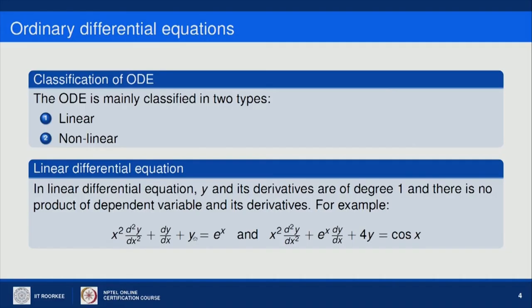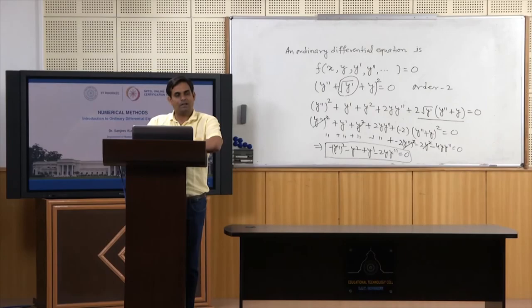And there is no cross product term of the dependent variable or its derivative. So, hence it is an example of a linear differential equation. Similarly, this is an example of a linear differential equation. If the differential equation is not linear, then it is said to be a non-linear differential equation.